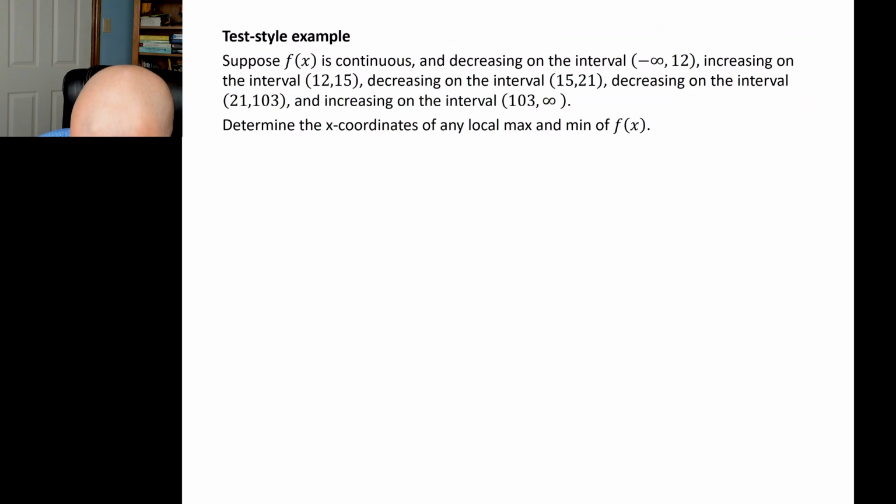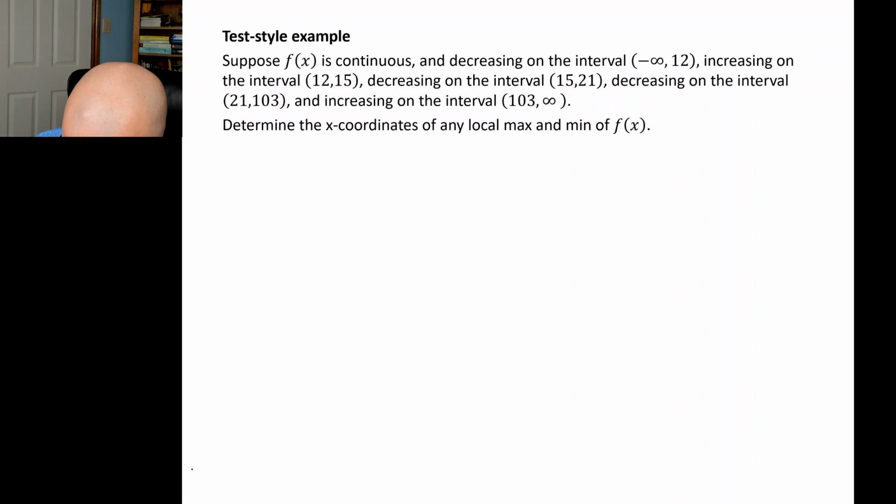Okay, next is an extremely important example. It's called test styled example for a reason. Suppose f of x is continuous. So it's telling us where a function is decreasing, it's telling us where a function is increasing, and it wants to know the x coordinates of any local max and any local min.